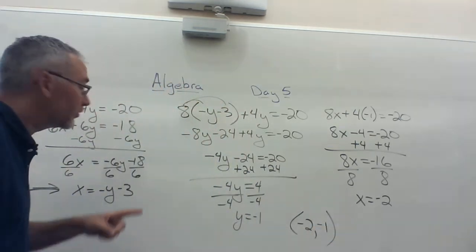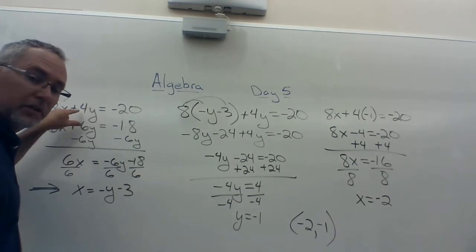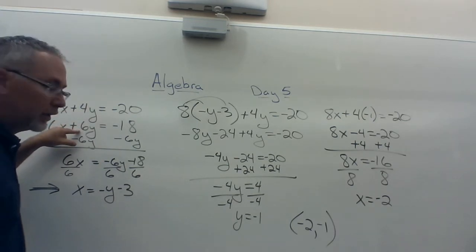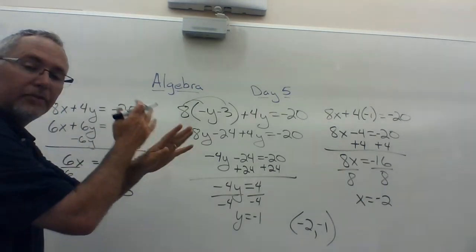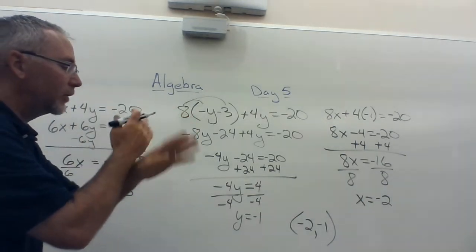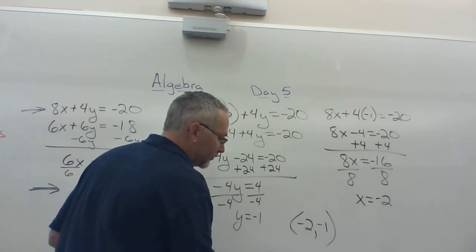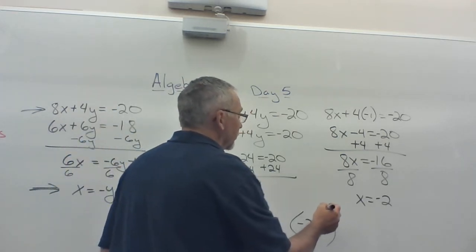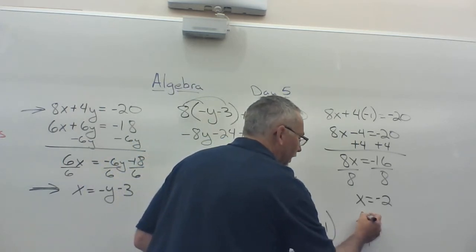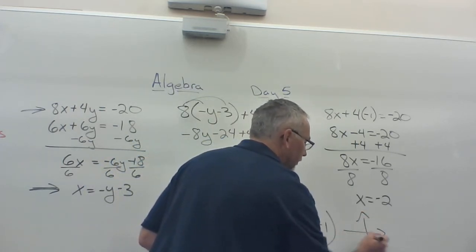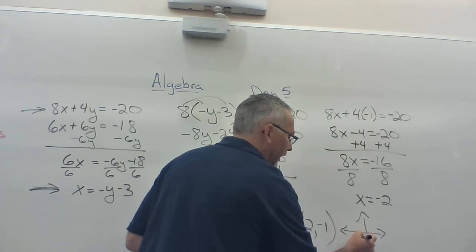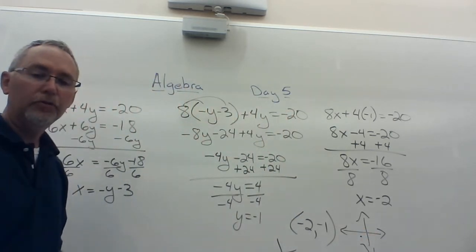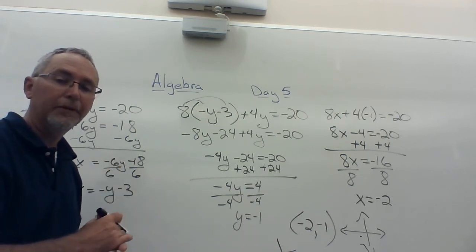In other words, if I was to graph this equation up here and graph this equation right here, those two linear equations would create lines that would intersect at the point negative 2, negative 1, okay? Which, if you know anything about your coordinate graph, negative 2, negative 1 would be right around there. And both of those would intersect right at that point.